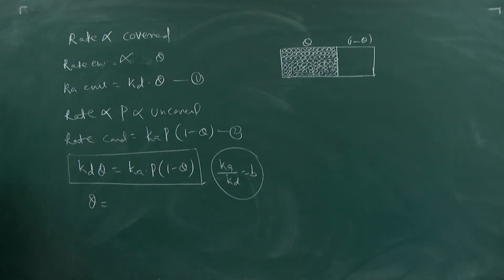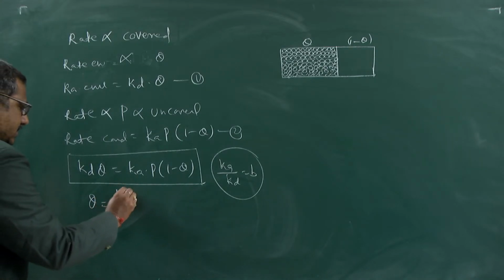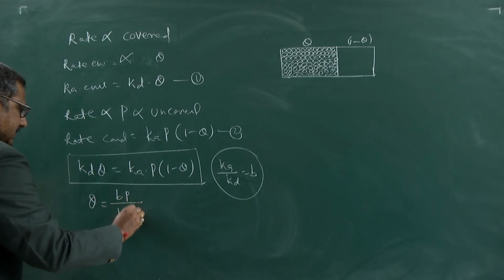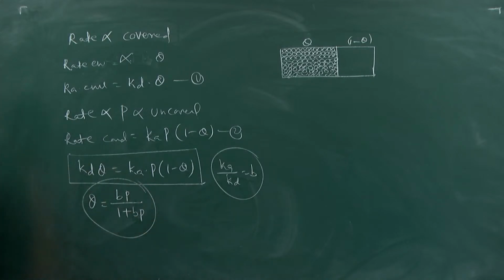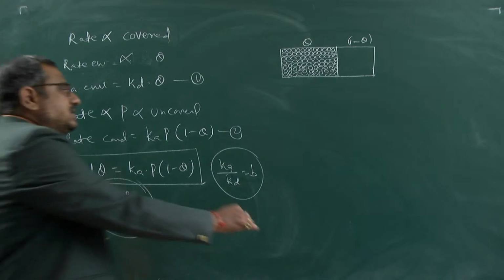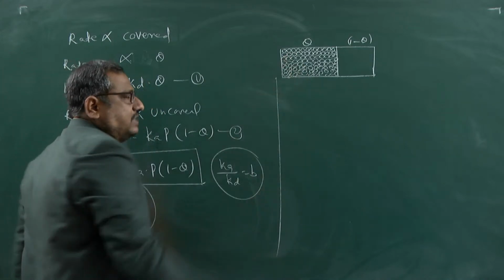These both constants we have to represent as another constant, that one is B. So theta is equal to Bp by 1 plus Bp. Now this is the representation of the condition where theta is equal to Bp by 1 plus Bp. Now theta, what does it represent? That is the covered area.